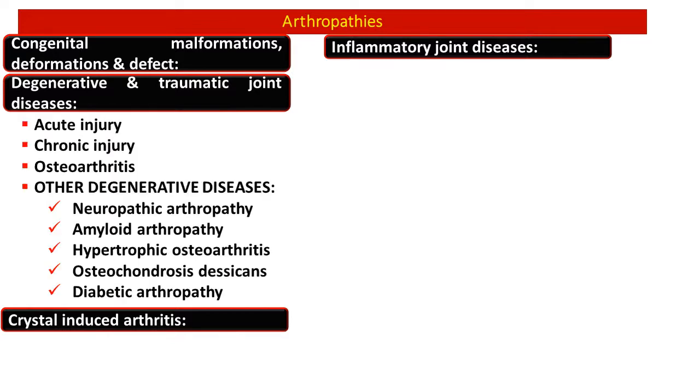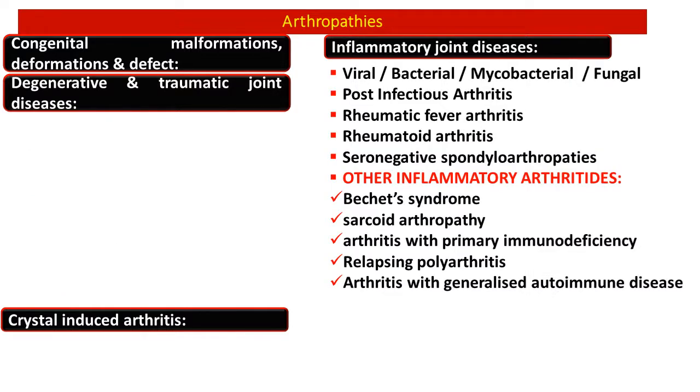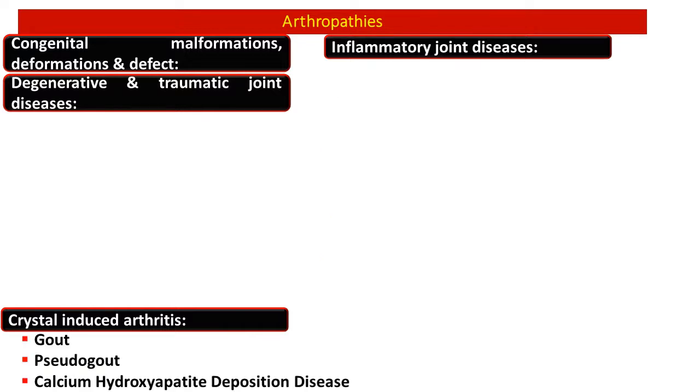The group which includes acute and chronic injury, osteoarthritis and other degenerative diseases such as neuropathic arthropathy, amyloid arthropathy, hypertrophic osteoarthritis, osteochondritis dissecans and diabetic arthropathy, while inflammatory joint disease includes viral, bacterial, microbial, mycobacterial or fungal joint diseases, post-infectious arthritis, rheumatic fever arthritis, rheumatoid arthritis, seronegative spondyloarthropathies and other arthritides, which include Behçet syndrome, sarcoid arthropathy, arthritis with primary immunodeficiency, relapsing polyarthritis and arthritis with generalized immune diseases. While crystal induced arthritis includes gout, pseudogout and calcium hydroxyapatite deposition disease.